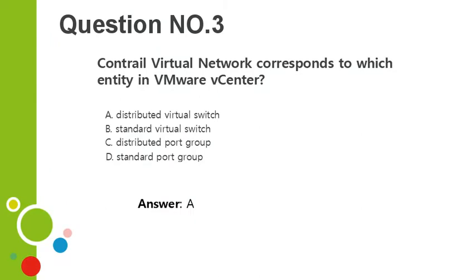Question number 3. Contrail Virtual Network corresponds to which entity in VMware vCenter? A. Distributed Virtual Switch. B. Standard Virtual Switch. C. Distributed Port Group. D. Standard Port Group. Answer: A.